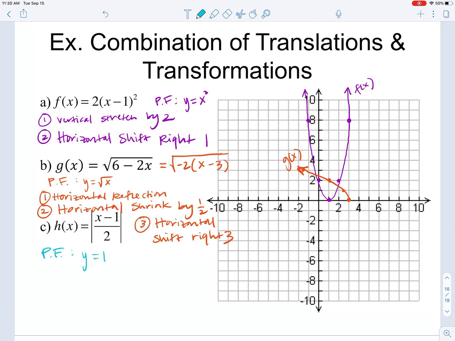The parent function for h of x is absolute value of x. I'm going to rewrite that equation, although I think it's probably pretty obvious to you that there's a horizontal stretch by 2. I'm going to rewrite that equation as the absolute value of 1/2 times the quantity x minus 1, just in case you didn't see it.